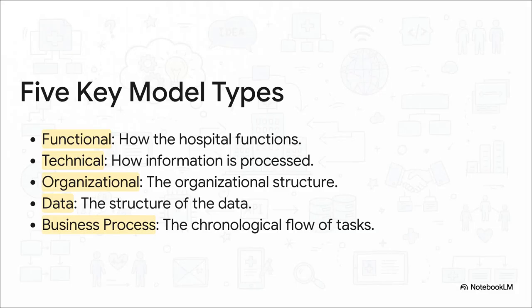Right, so to get the full picture, we take these actors and use cases and we flesh them out across 5 different kinds of models. We've got to understand how the hospital actually works, how the information gets processed technically, who's in charge of what, how the data is structured, and then the step-by-step flow of tasks. Each of these models adds another really essential layer to our blueprint.